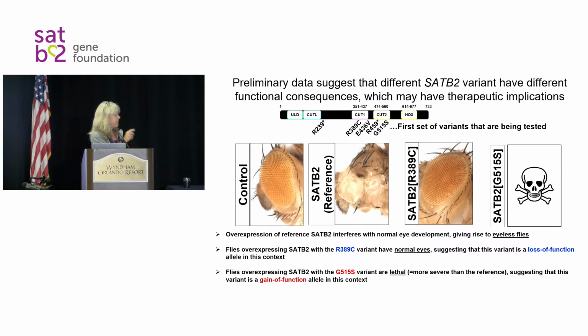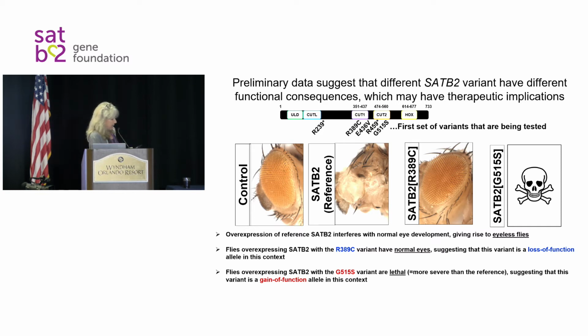message is that different mutations are in fact different, and that some of them have a loss of function. What we mean is the mutation just causes SATB2 to not work, and therefore, that individual would have not enough SATB2. But there are some mutations where the mutation gives that protein a different function, and that different function is mostly negative, and that's what we call a gain of function mutation.